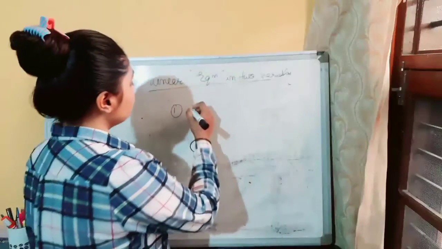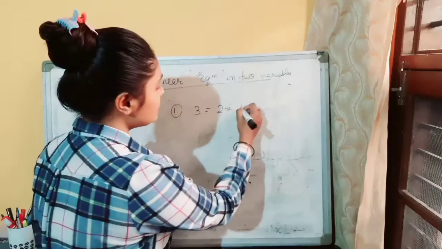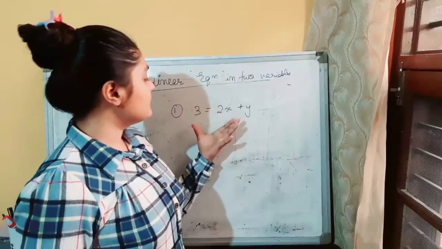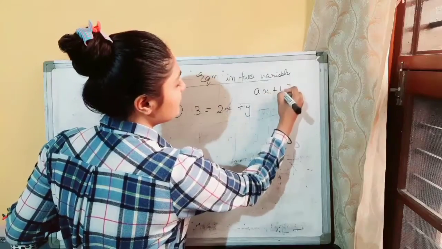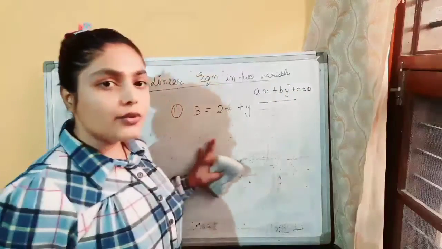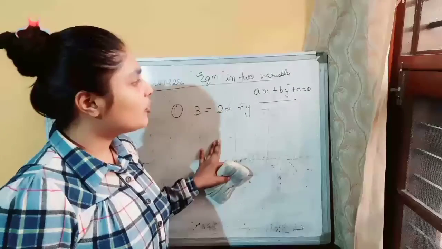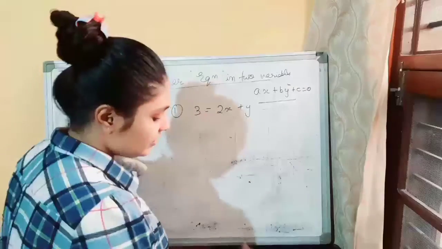If we have 3 is equal to 2x plus y, here we can see that it is not directly in the form ax plus by plus c is equal to 0. So what we have to do is first arrange this equation and find out whether it is in the form ax plus by plus c or not. So let's arrange that equation.